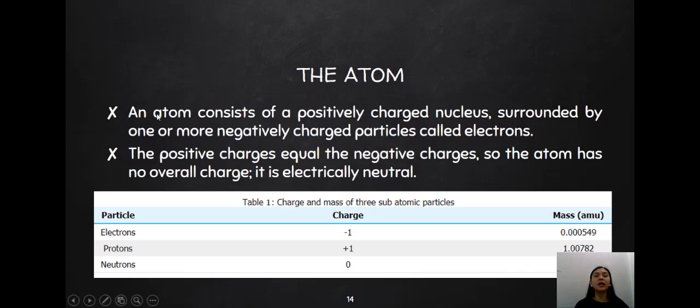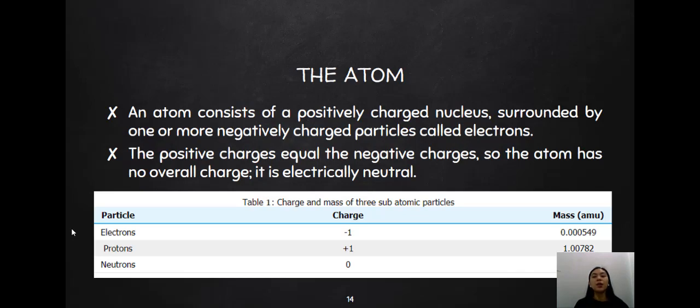An atom consists of a positively charged nucleus surrounded by one or more negatively charged particles called electrons. So, kumbaga, parang nasa gitna, kunyari, this is the nucleus, and surrounding the nucleus are your electrons. The positive charges equal the negative charges, so the atom has no overall charge. It is electrically neutral.